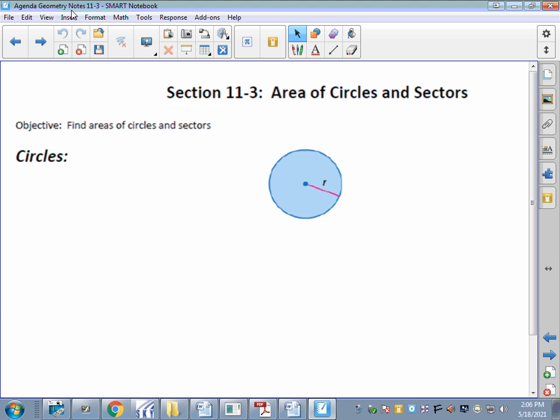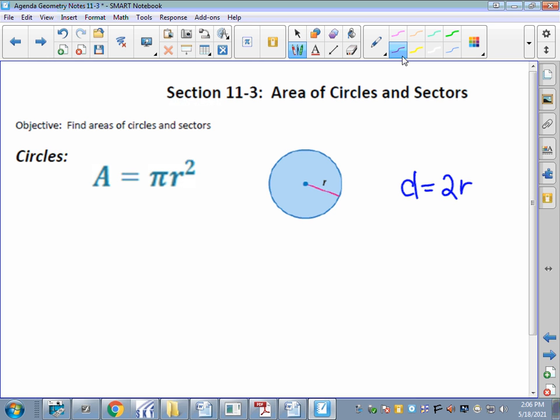So remember, a circle is the set of all points that are equidistant from the center. You remember that the length from the center to the circle is called r, or the radius. And you have told me several times throughout this year that the area of a circle is equal to pi times the radius squared. If you know the diameter, you know how to find the radius, right? Diameter is equal to 2 radiuses, because if we went the radius this way and the radius this way, that whole length across would be the diameter.